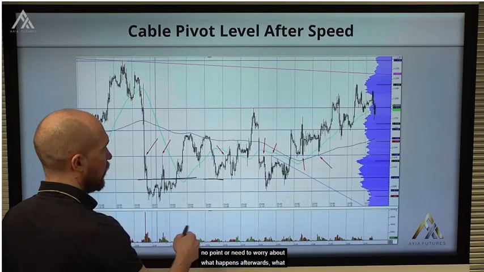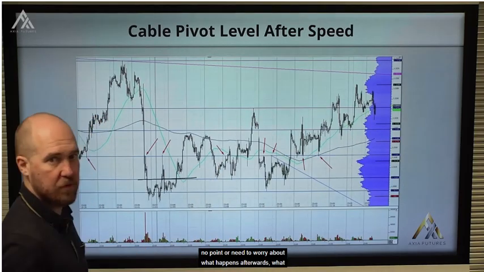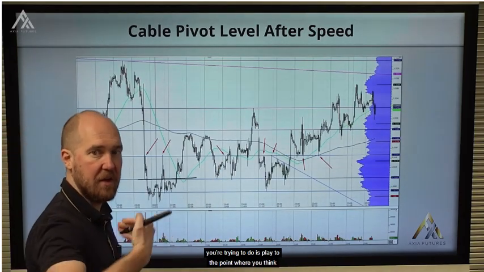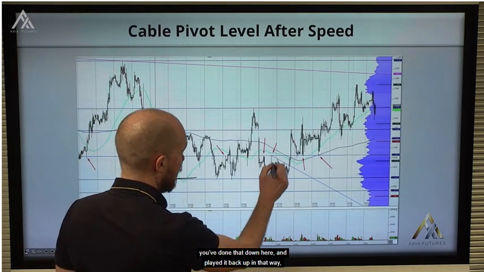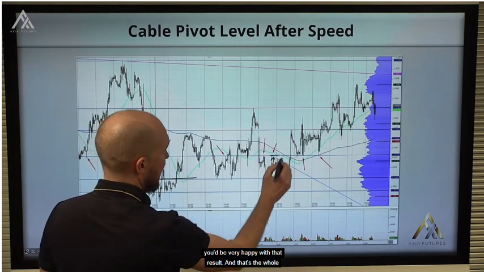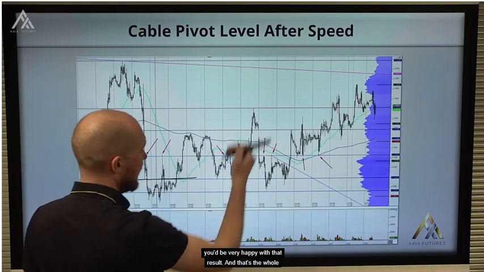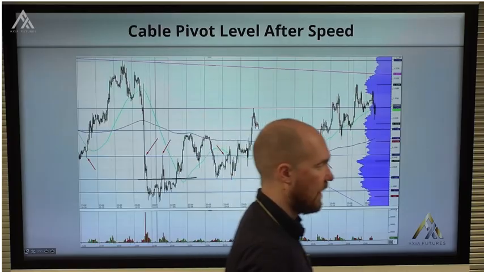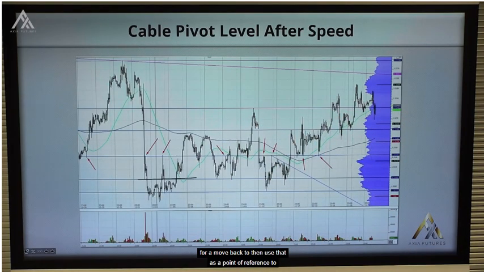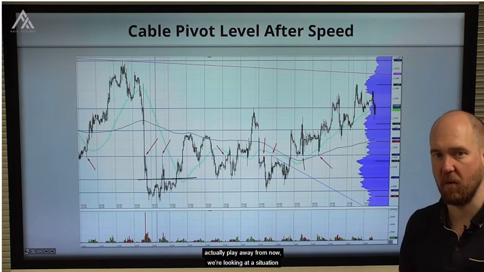There's no point or need to worry about what happens afterwards. What you're trying to do is play to the point where you think there's a reasonable chance this market could stop. Because if you've done that down here and played it back up in that way, you'd be very happy with that result. And that's the whole point. If you're using a pivot level, it's better to use it as a target for a move back to than using it as a point of reference to actually play away from.